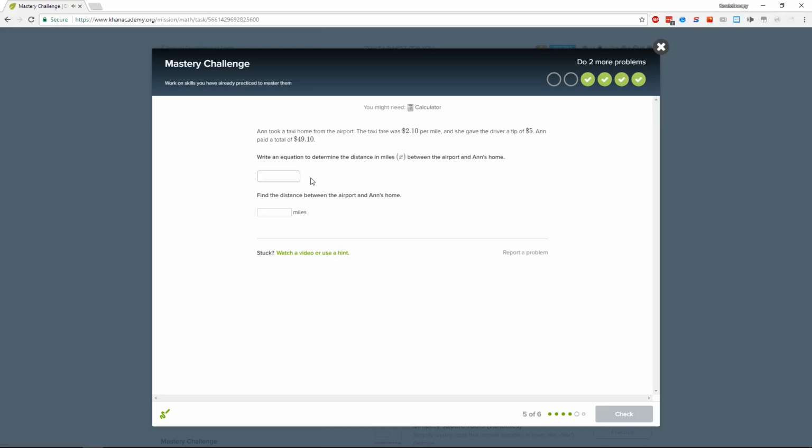Okay, and took the taxi home from the airport. Taxi fare was $2.10 a mile. She gave the driver a $5 tip. Total pays, blah. Write an equation to determine the distance in miles. So it's 2.1 times x plus 5 equals 49.1. Find the distance.